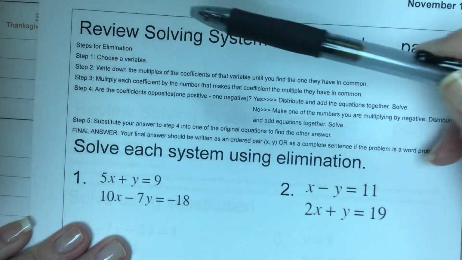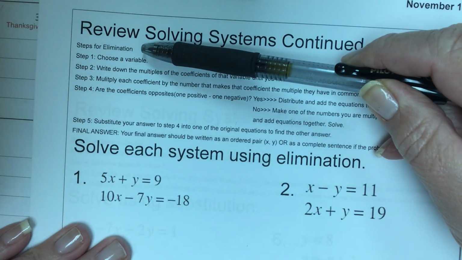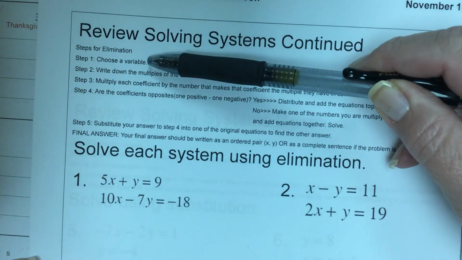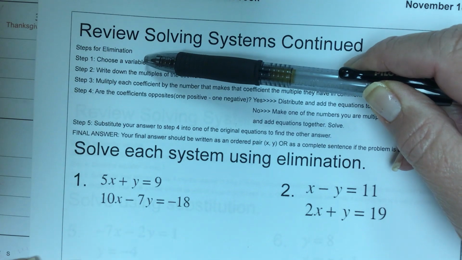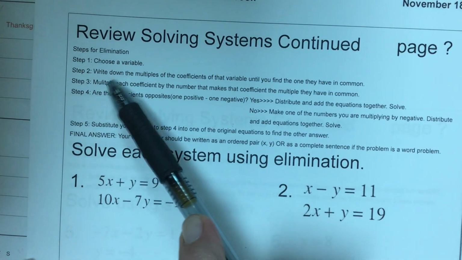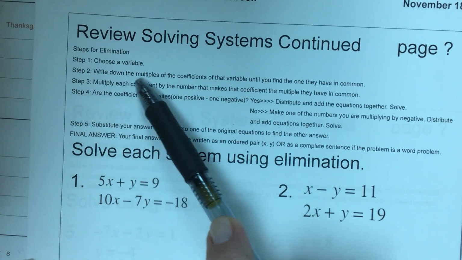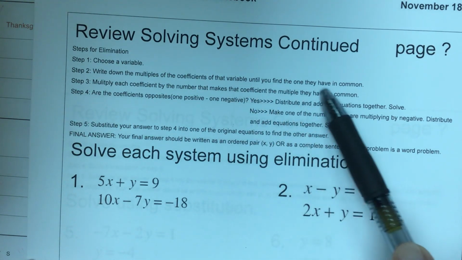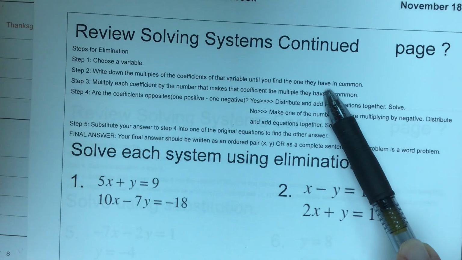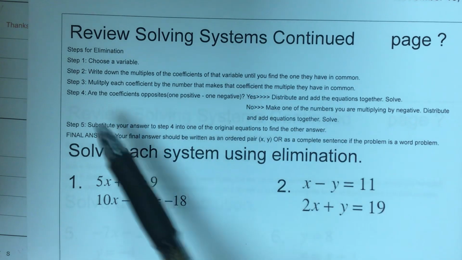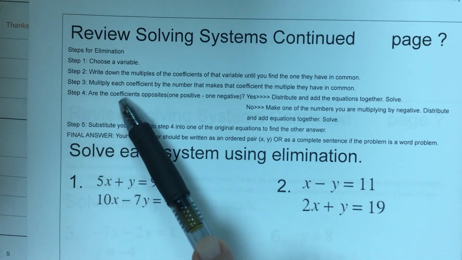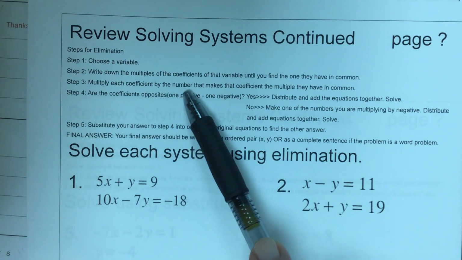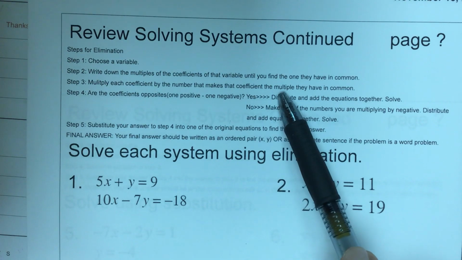Okay, so the first thing we're going to review is elimination. So here's the steps for elimination. You're going to choose a variable. Step 2, write down the multiples of the coefficients of that variable until you find the one that they have in common, and I'll show you what I mean by that in just a moment. Step 3, multiply each coefficient and constant by the number that makes the coefficient the multiple they have in common.